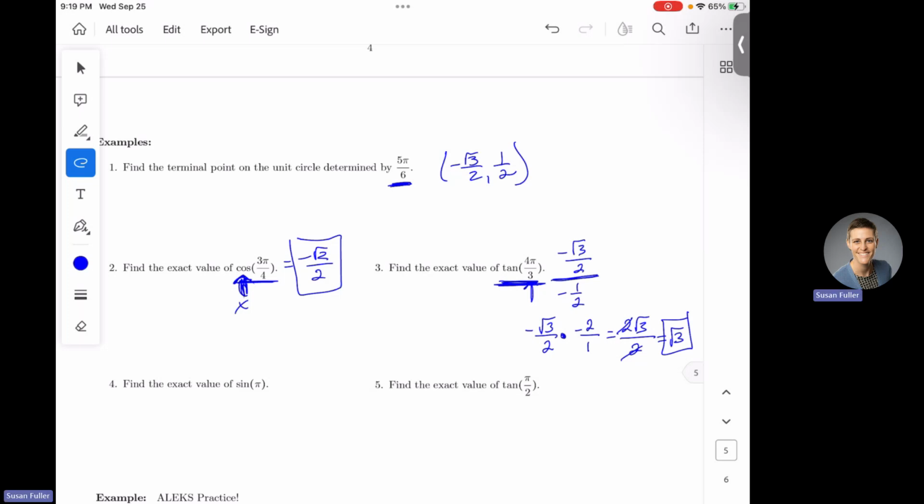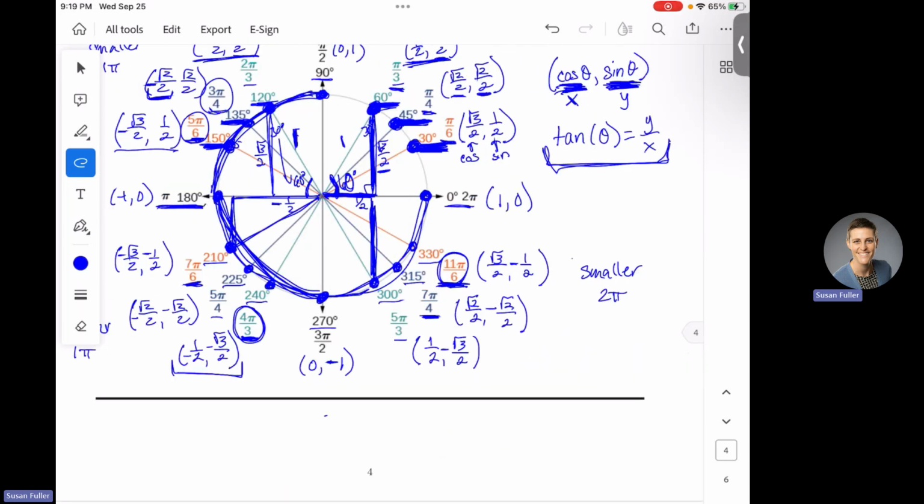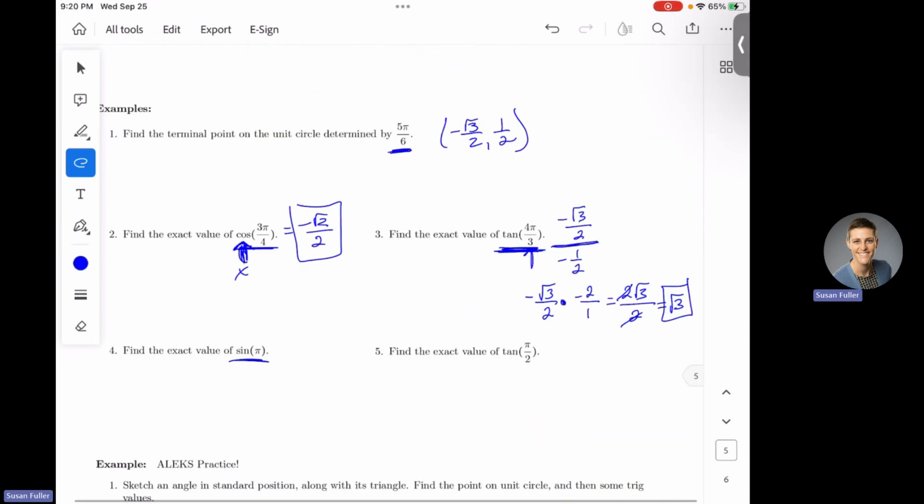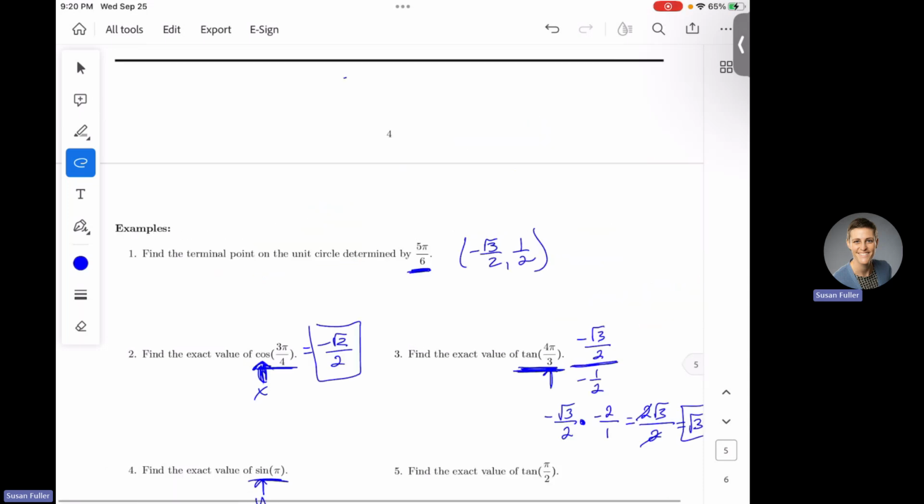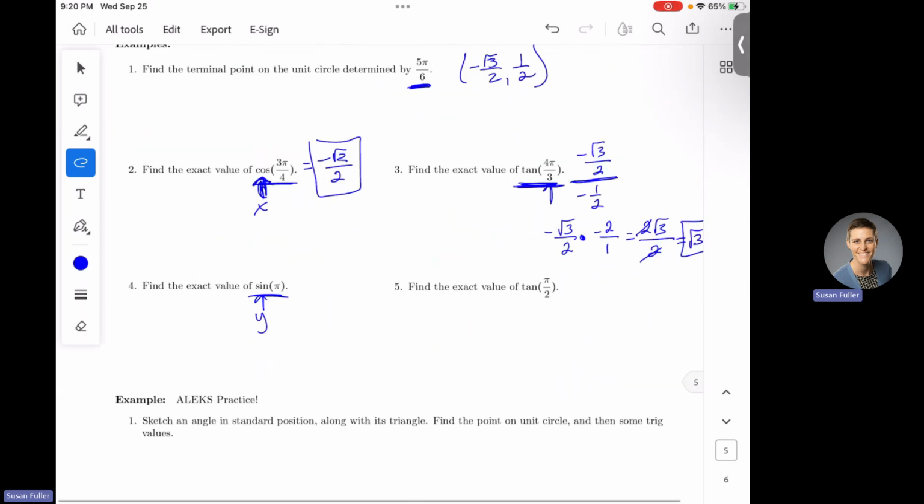Okay, now how about the sine of pi? You're going to go to pi. That's one of our landmark points. Pi is over here at 180 degrees. And I want the sine value of pi. So if I'm looking for sine, am I going to look at the x or the y coordinate or some combination? Yep, sine is your y value. So I'm just going to take the y value of its ordered pair. The y value of pi is 0. So the sine of pi is 0.